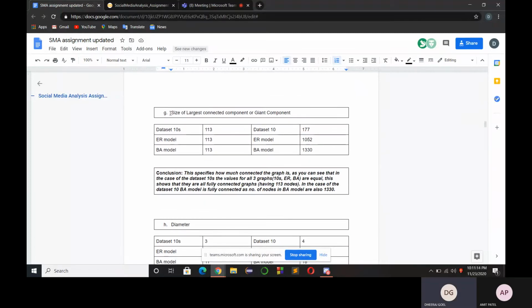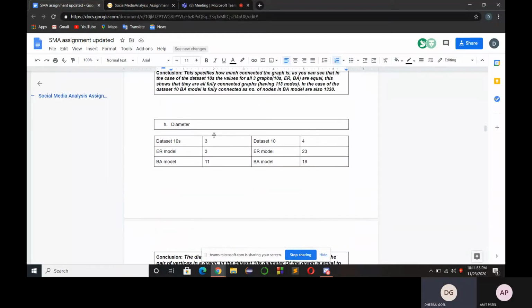Here comes one important property, that is the size of the largest connected component. The size of the largest connected component just tells how much a graph is connected. You can see that it is pretty surprising that all the three values are the same. Why are they the same? Because the ER model and BA model are fully connected graphs. As you can see, the value of the largest connected component is equal to the number of nodes in the data set, so it tells us that they are fully connected graphs.